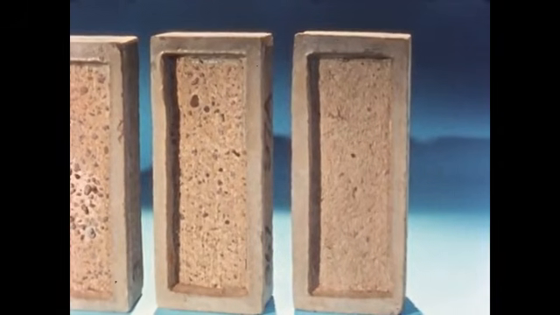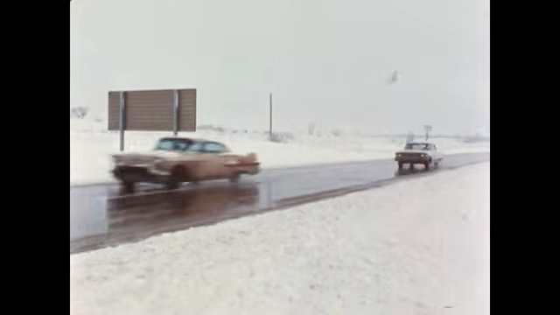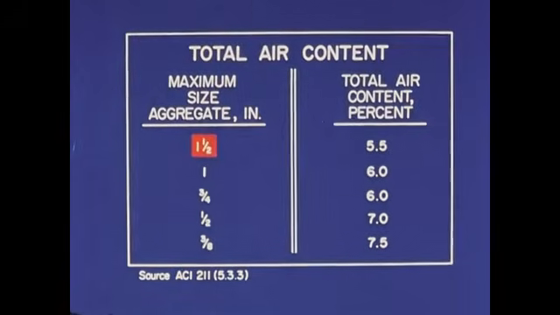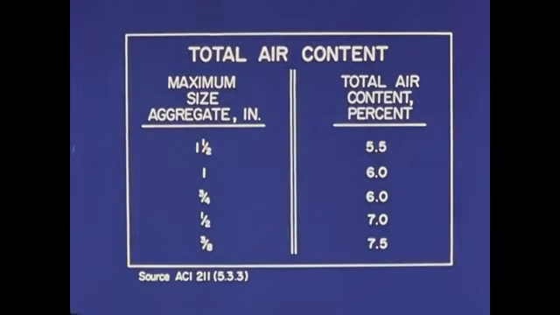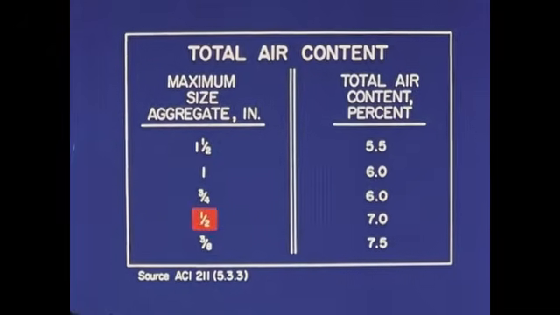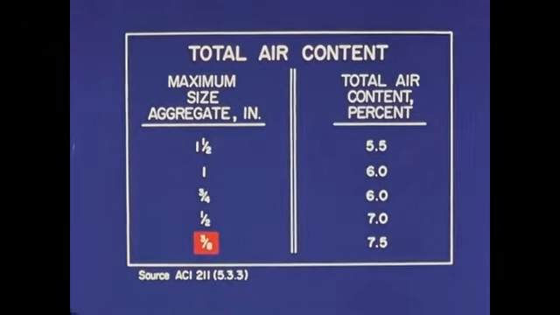From this and other tests, we can determine the optimum air contents for concrete subjected to a variety of severe exposure conditions. Total air content for 1 1/2 inch maximum aggregates should be 5 to 5 1/2%. For 1 to 3/4 inch size, 6% air. For 1/2 inch size, 7% air. And for 3/8 inch maximum aggregates, 7 1/2% air.